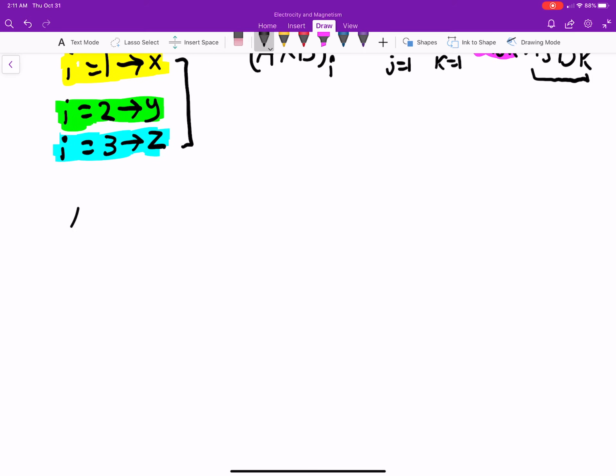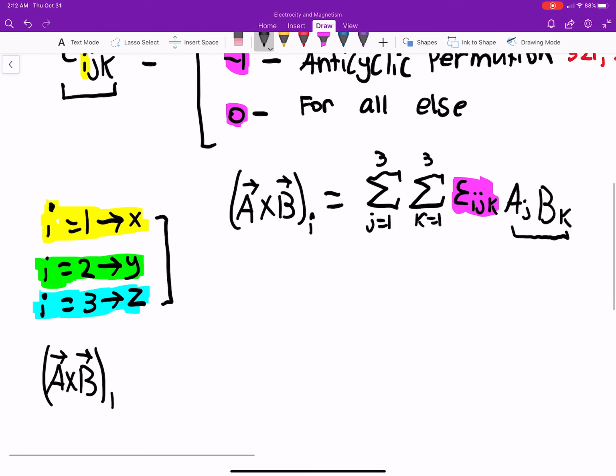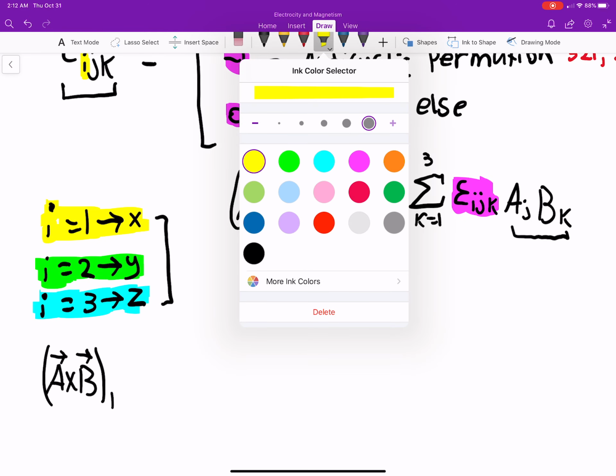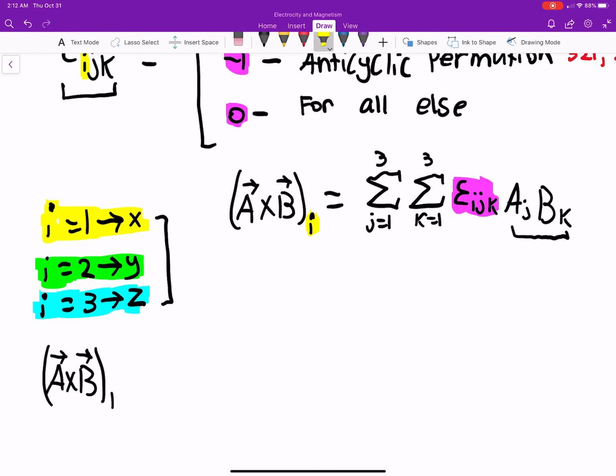Let's go ahead and say A cross B. Now for the first example, I'm going to work it out real slowly. It doesn't have to be this long. I just want to make sure we understand what's going on. And we'll say I is 1. Okay, well, what's that equal to?